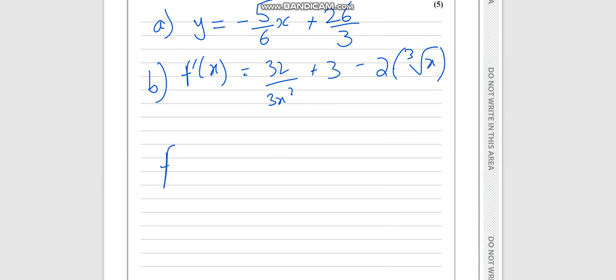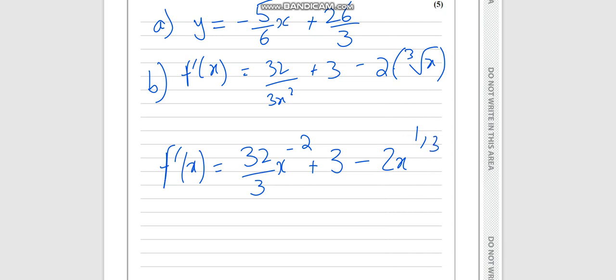So f dash of x again is 32 over 3 x to the power minus 2. I took the x from the denominator and put it into the numerator, so its power changes, plus 3 minus 2 cube root of x. The cube root of x is x to the power 1 upon 3. So this will become 2x to the power 1 upon 3.